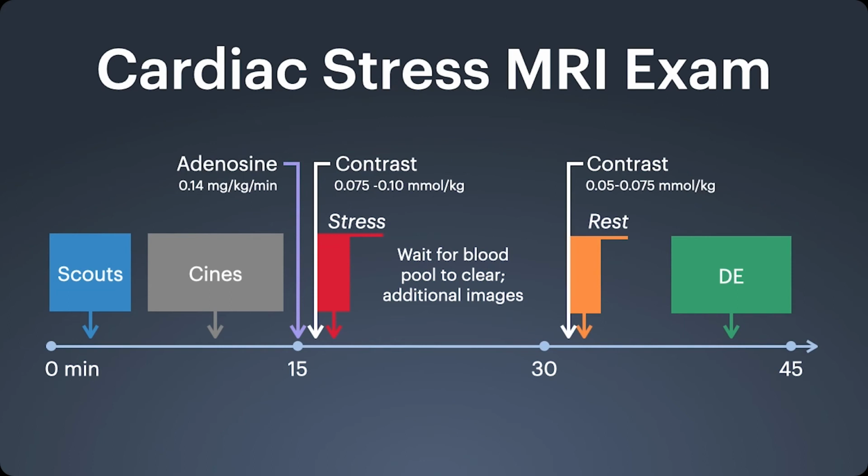Following the stress portion of the study, we wait for the blood pool to clear of gadolinium, and then we perform rest imaging. So we essentially repeat those short axis slices, just without the presence of adenosine. And then we end the study by performing our normal routine viability delayed enhancement sequences. All told, it takes about 45 minutes to get the entire exam.